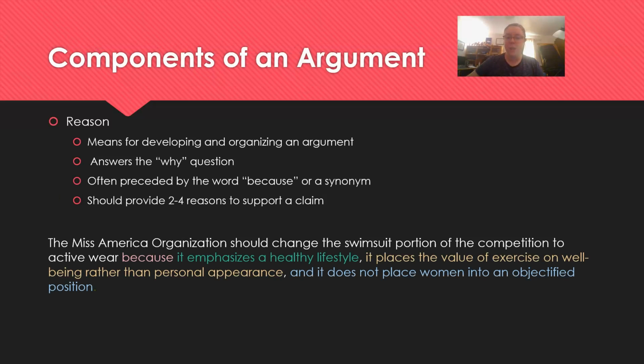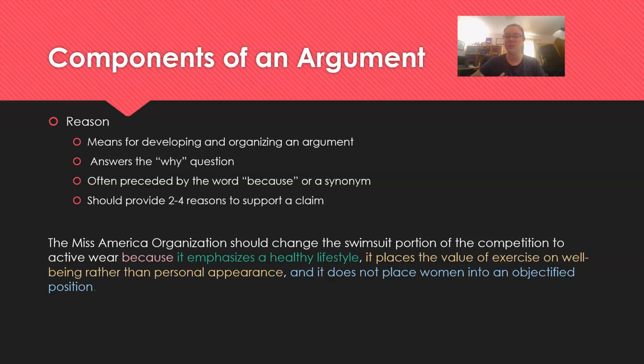The next component that we want to look at will be the reasons. Now, this is going to be a means for developing and organizing an argument. The best way to think about what a reason does and how a reason functions in an overall argument is it answers the why question.